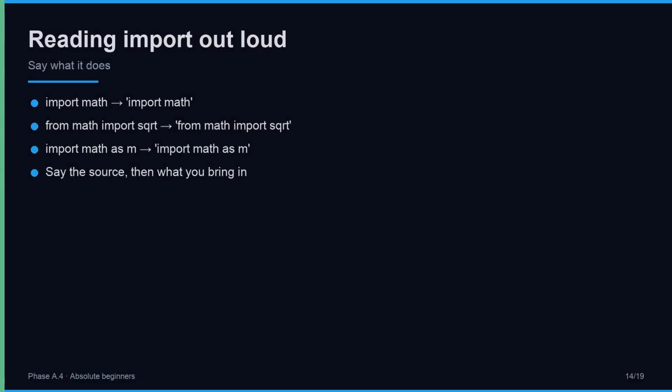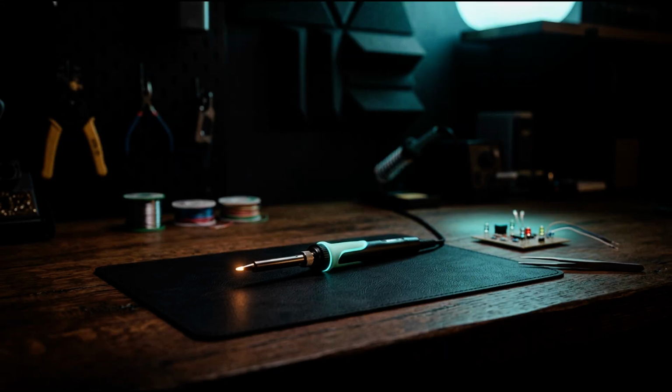Read import lines out loud. Import math, you are loading the math module. From math import sqrt, you are bringing sqrt from the math module into your code. Import math as m, you are loading math and calling it m for short. Say the source first, then what you bring in. When you can read a line out loud and explain it in one breath, you understand it. Say the source first.